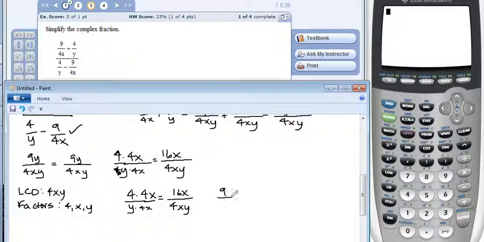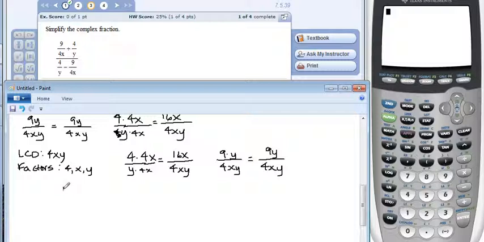Now we have 9 over 4x. I want to turn that into 4xy's. What's this one missing to make it look like that? The y. Multiplying straight across. So now, instead of writing this minus that, I'm going to write this minus that. Okay? So now I have, this is a long problem, holy moly, 16x over 4xy minus 9y over 4xy. I have a common denominator of 4xy, and I'm going to take 16x minus 9y.